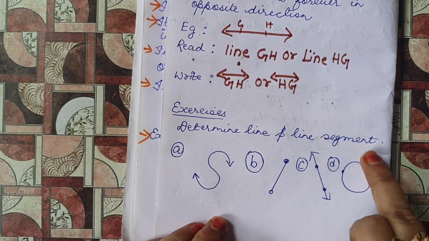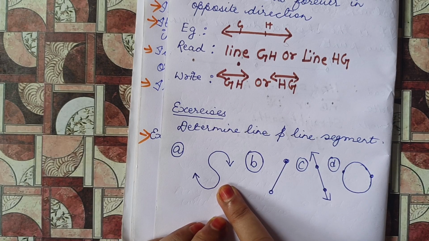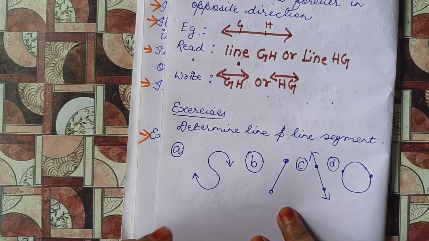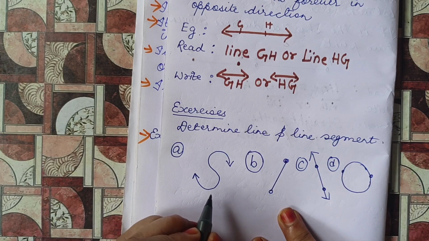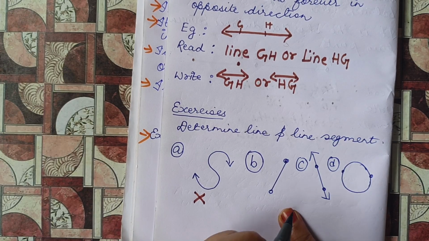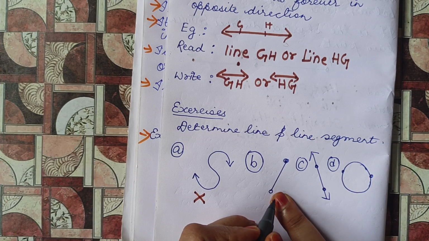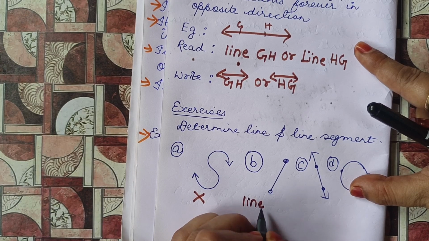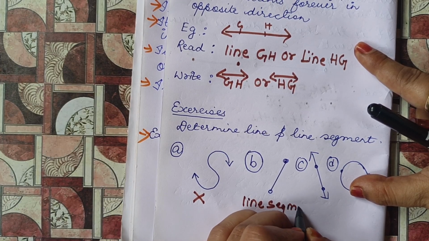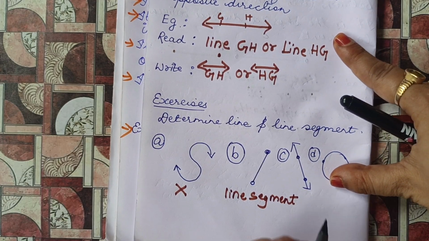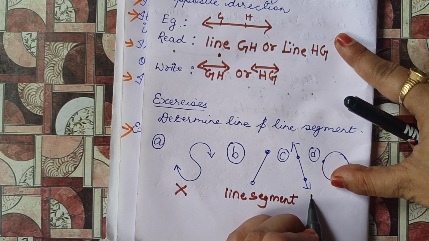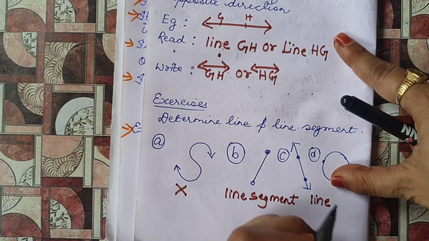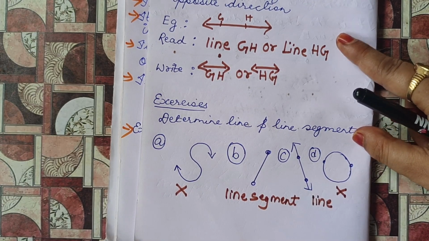Now let's move on to some exercise so that we get a clear idea regarding line and line segment. In this particular figure, whether it's a line or a line segment, it's none, because it's neither a line nor a line segment. So this is wrong. Now what is this? This is a line segment. Number 2 is a line segment. And the third one is a line. Number 4, this is nothing.